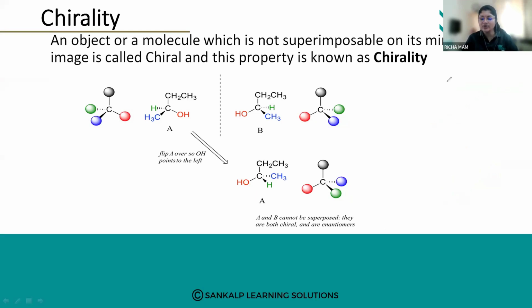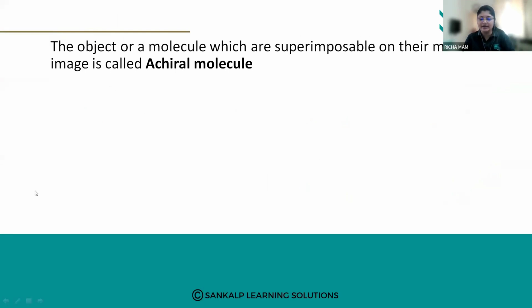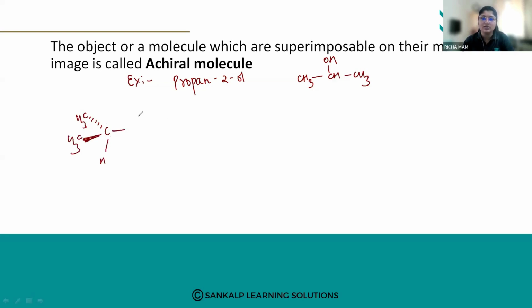The molecules or objects which are superimposable on their mirror image are called achiral. For example, let me take an example for this also. If I take propan-2-ol, what is the structure? CH3, CH, OH, and CH3. Carbons 1, 2, 3, propan-2-ol. Let me write the structure: CH3, CH3, H, and OH. Let me take the mirror image of this.